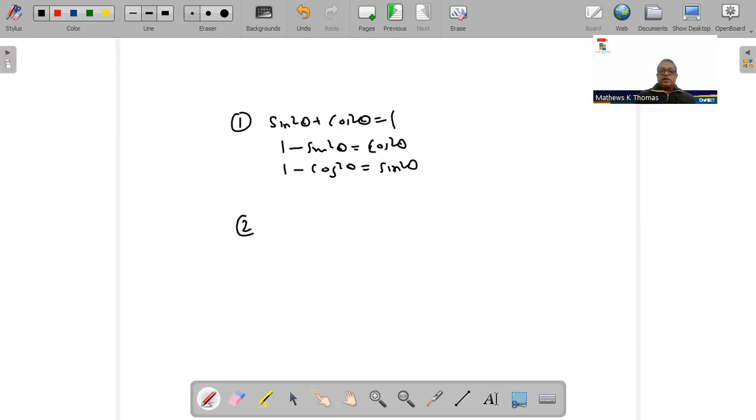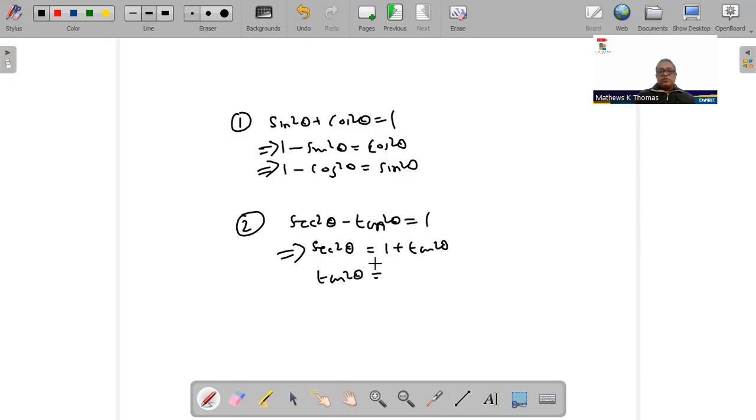This is the first identity. The second identity is sec square theta minus tan square theta is 1. Sec square theta minus tan square theta is 1. So from here I can get, okay, these are all the same things. Sec square theta can be written as 1 plus tan square theta. Or I can bring tan square to this side. I will get tan square is, bring the 1 to the left, tan square is sec square minus 1.